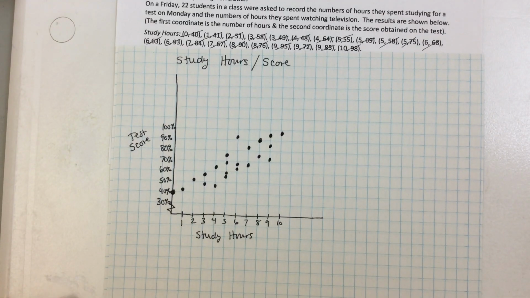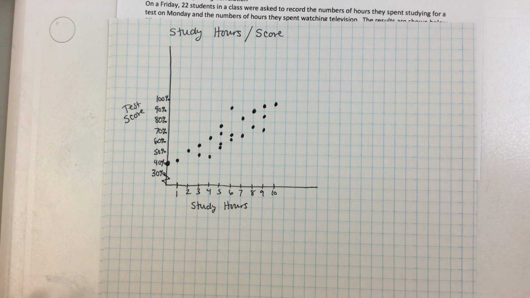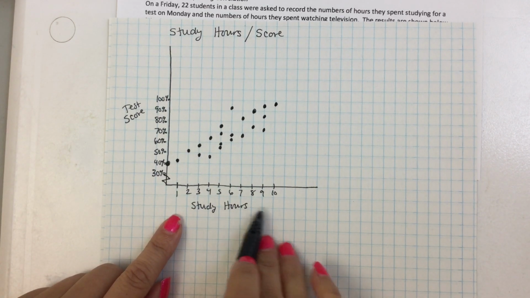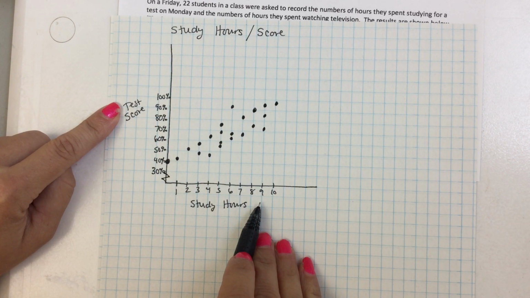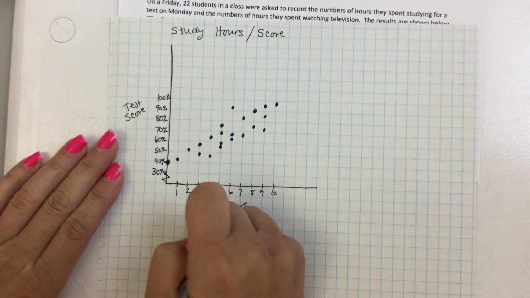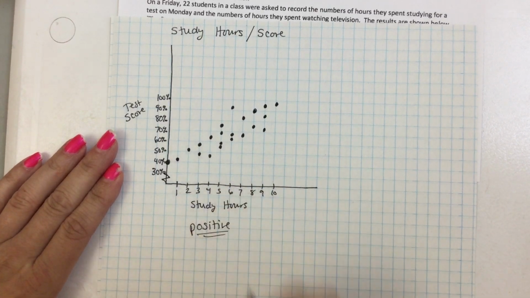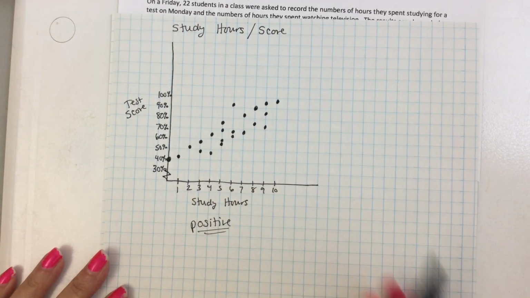Okay, so here is a scatter plot, and what you're doing is looking at the amount of study time compared to the test score. Now, your correlation here, I notice that this is a positive correlation, because the dots tend to go upwards.